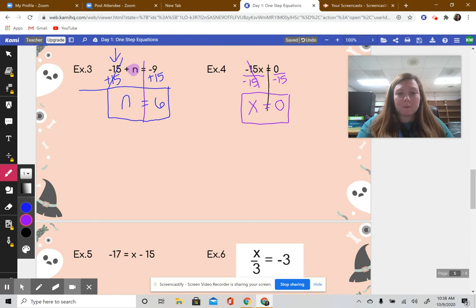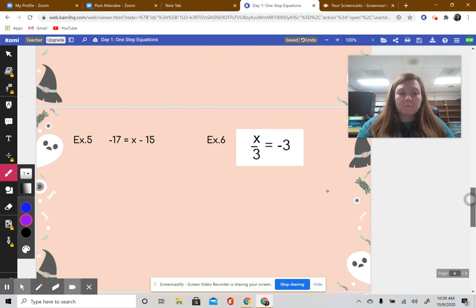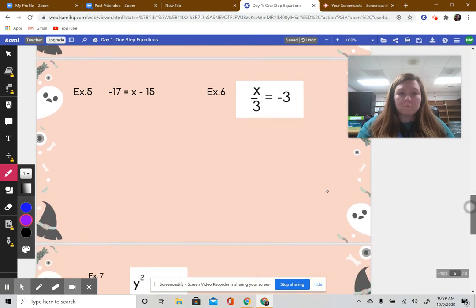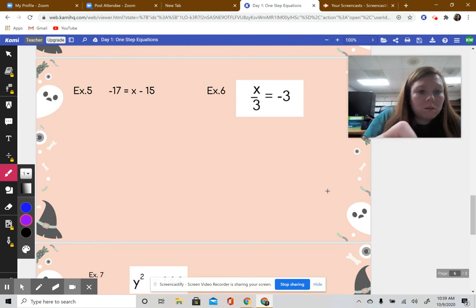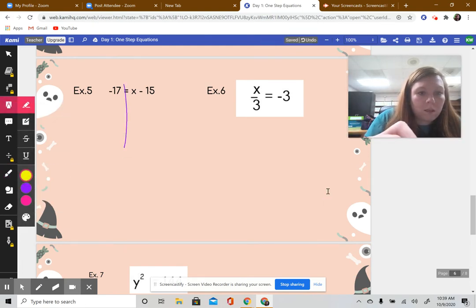All right, I picked that example because a lot of you guys might say negative 15, but 0 over any number is always going to be 0. Okay? Let's keep going. All right. Let me highlight.